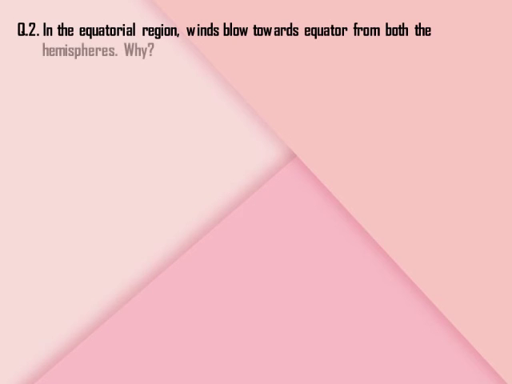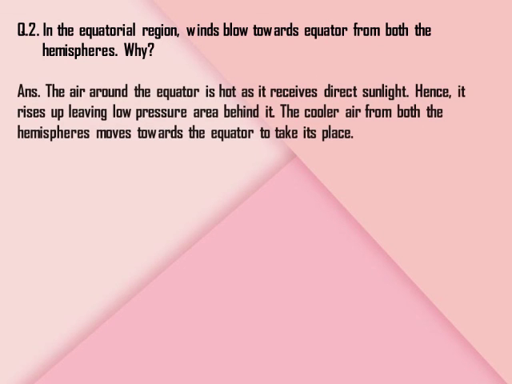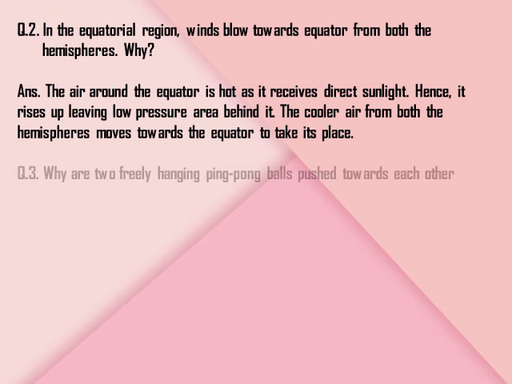In the equatorial region, winds blow towards the equator from both the hemispheres. Why? The air around the equator is hot as it receives direct sunlight. Hence, it rises up leaving a low pressure area behind it. The cooler air from both the hemispheres moves towards the equator to take its place.